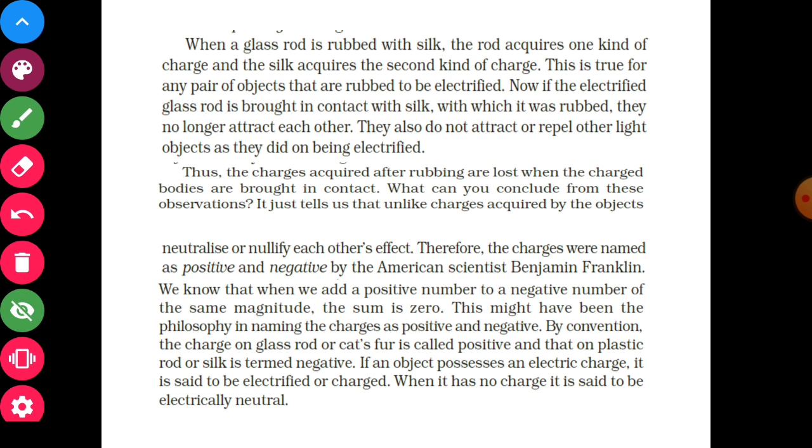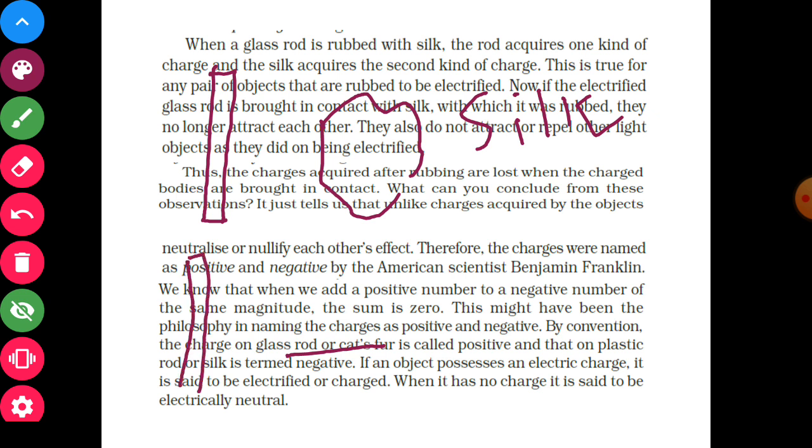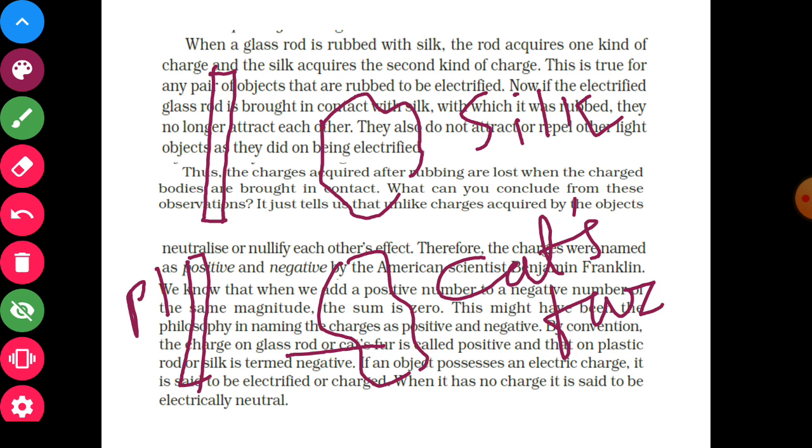This might have been the logic in naming the charges as positive and negative. By convention, the charge on the glass rod or cat's fur is called positive. Try to understand. The glass rod was rubbed with silk cloth. The plastic rod was rubbed with cat's fur. The glass rod has positive charge, so the silk will have negative.